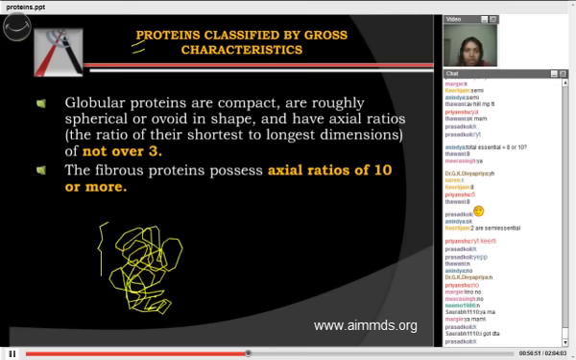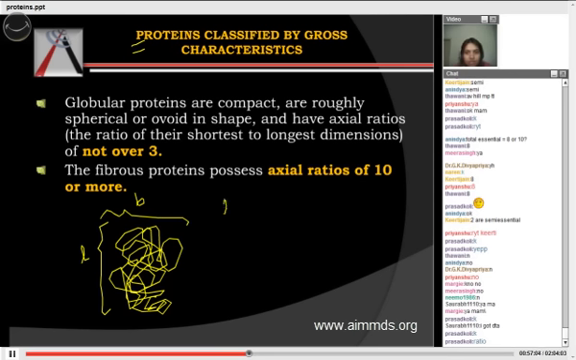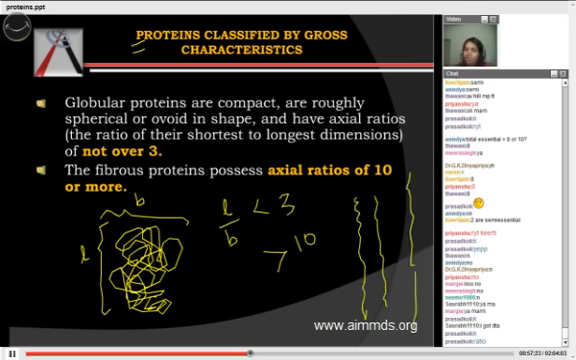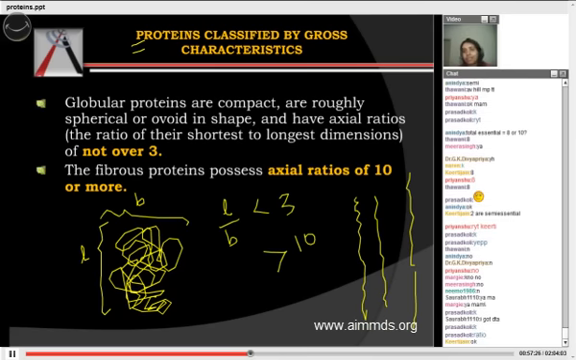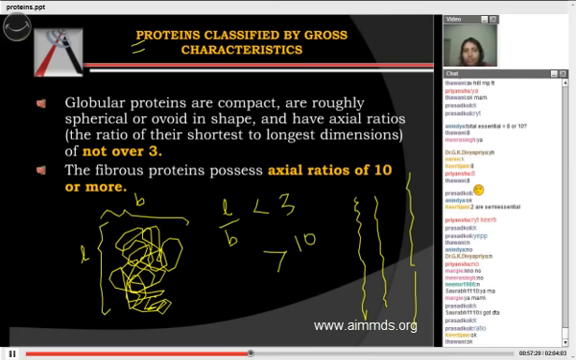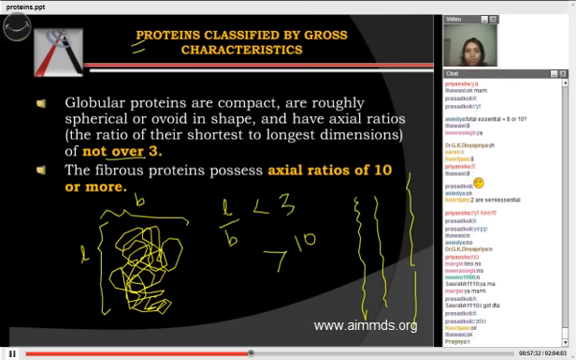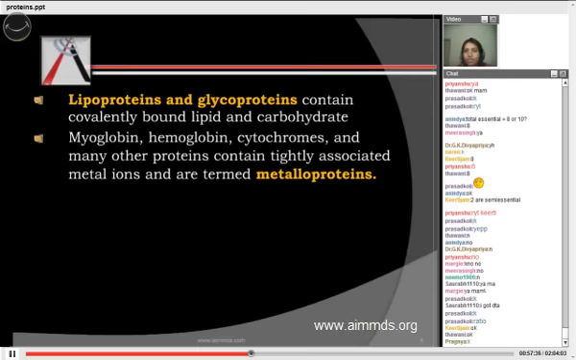Okay, if this is a protein, if I take the length of the protein and this dimension of the protein, call it the breadth, the longest and shortest dimension, and I take the ratio, and if this ratio is less than 3, we call them globular proteins, and if this ratio is more than 10, we call them filamentous proteins or fibrous proteins. Okay, so these long collagen kind of proteins are the fibrous proteins. That's simple. All you have to remember are these axial ratios, less than 3 and more than 10.